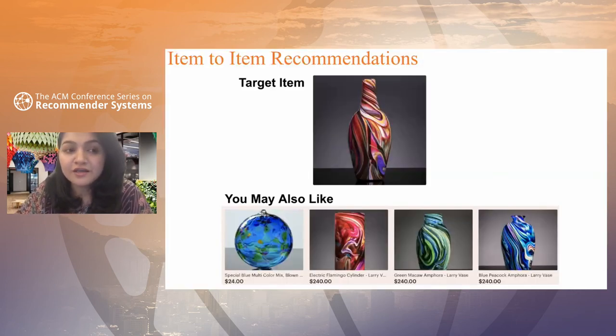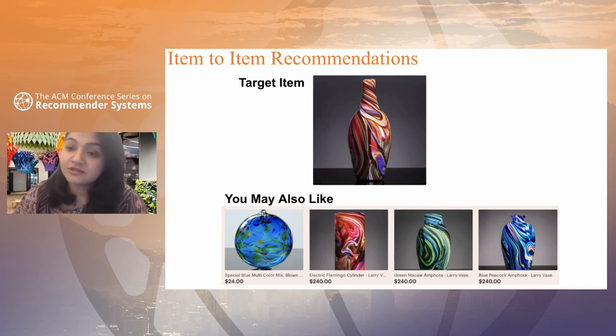So in the context of real-world problems, specifically in platforms like Etsy, which is a two-sided marketplace, one of the major applications of machine learning is recommendations, of course. We have been talking about recommendations a lot. And one main application in the context of e-commerce is also item-to-item recommendations, where given a product page a user is at, we want to show the user some additional products that we think the user might also be interested in. And here's an example where, given this target item, which is a beautiful vase, we want to recommend additional colorful glass items that the user might also like.